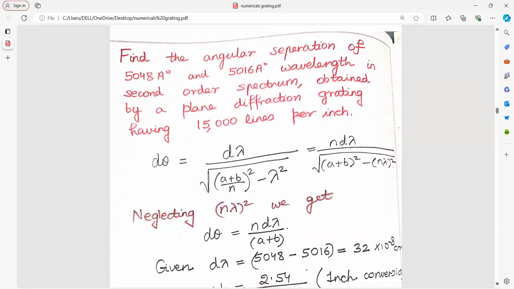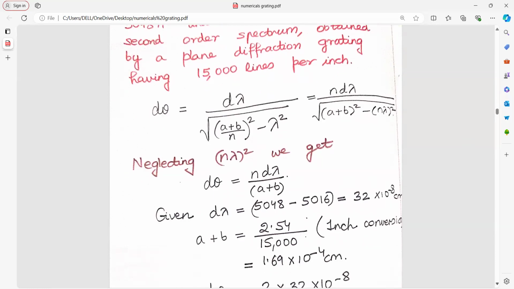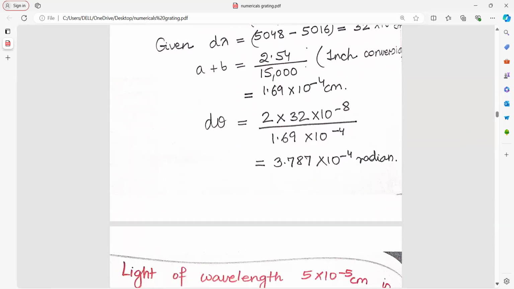Dispersive power d theta is equal to d lambda upon under root a plus b by n whole square minus lambda square. Now, since this value is very low, you can neglect it and your formula becomes d theta is equal to n d lambda upon a plus b. And d lambda is the difference of this. So a plus b comes out as this much. Just directly put it in the value of d theta and you get the answer.